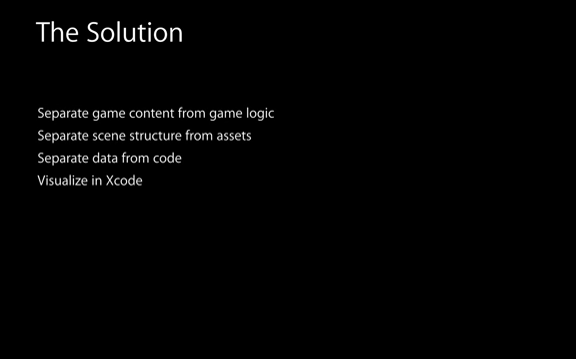So the solution. Well, you've got to separate game content from game logic, as Norman touched on earlier. You want to separate scene structure from assets. So structure of your scene might be different from the actual artwork delivered. And you want to separate data from code. And we also want to make sure you're visualizing as early as possible. Build and run is not the best system in the world to visualize what's done.